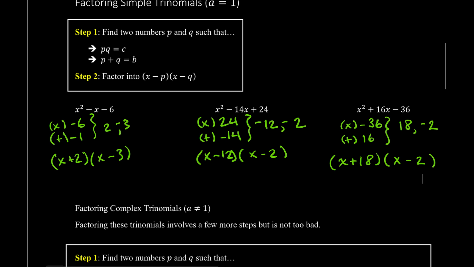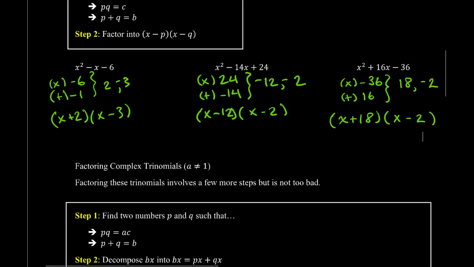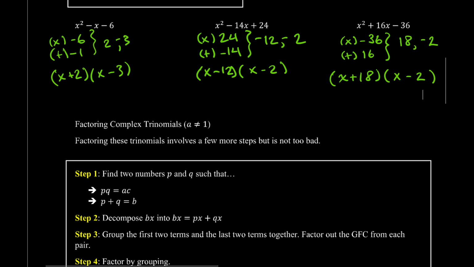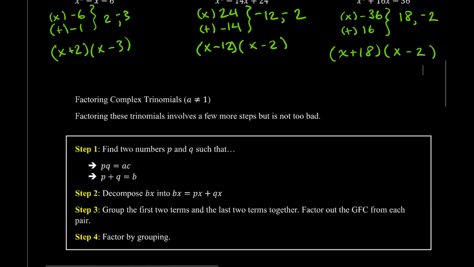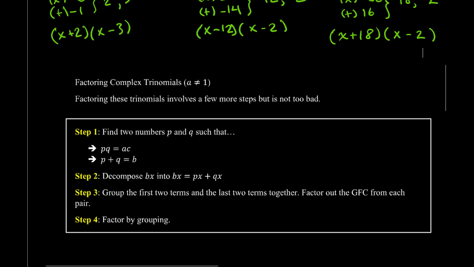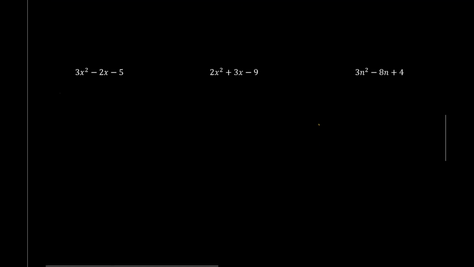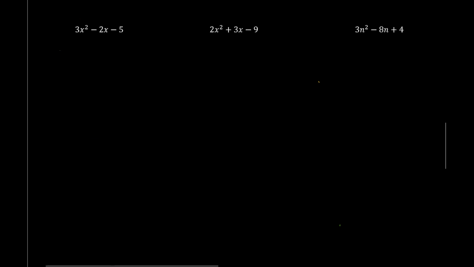All right, so now let's get into something that maybe some of you saw in grade 10, but I'm going to assume that not all of you have seen it. So we're going to kind of start from scratch. Factoring complex trinomials. So this is where the leading coefficient is not a 1. And there's a few more steps involved here for those of you who like following step by step. But again, I'm going to jump into some specific examples just to show you how this works.